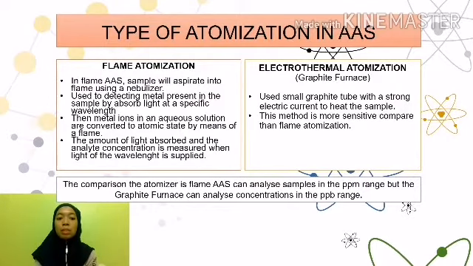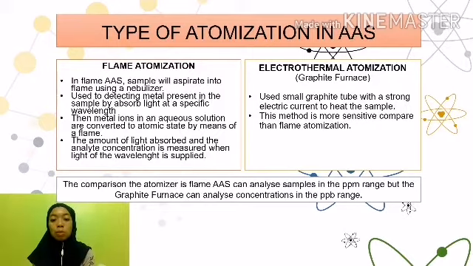First, flame atomization. In flame AAS, the sample is aspirated into the flame using a nebulizer. This technique is very familiar, used to detect metals in the sample by absorbing light at a specific wavelength. The metal ions in aqueous solution are converted to the atomic state by means of the flame. The amount of light absorbed gives the analyte concentration when light of that wavelength is supplied. Flame atomic absorption is a very accurate quantitative technique and also a good qualitative technique.